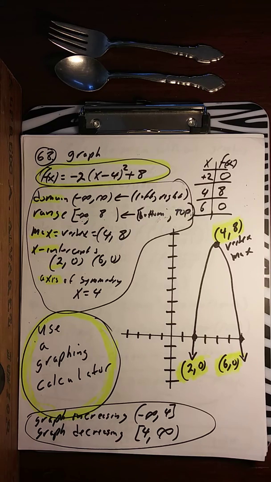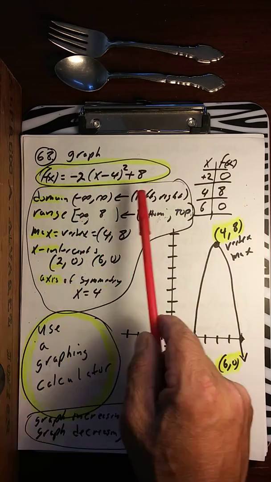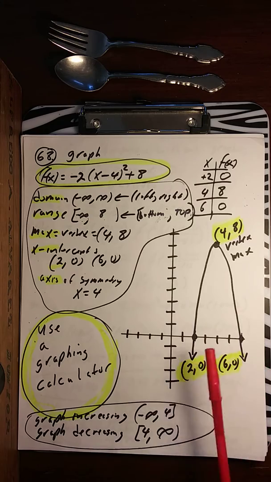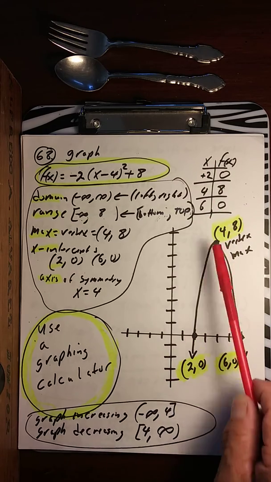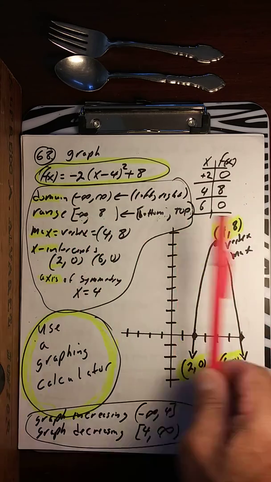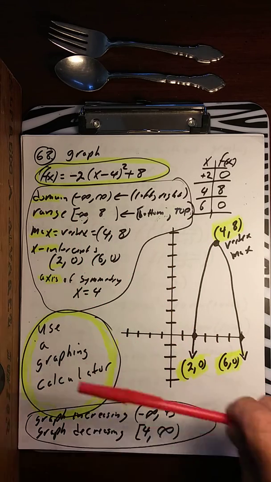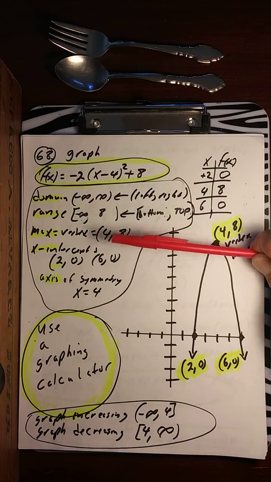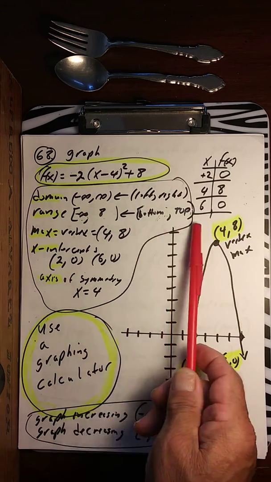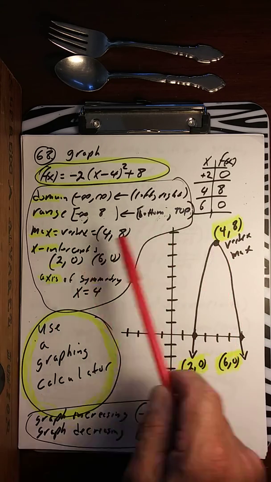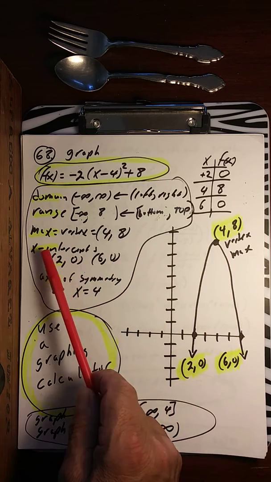Same thing, graphing calculator, put it in there. Put this exactly like it is. It's going to draw it something like this. Get some points on your graph. Domain, negative infinity to infinity, yep. Range, it goes from the bottom, negative infinity, to 8. Stops right there. Bottom to top. Max, it's a vertex right here. This is the max, (4, 8).